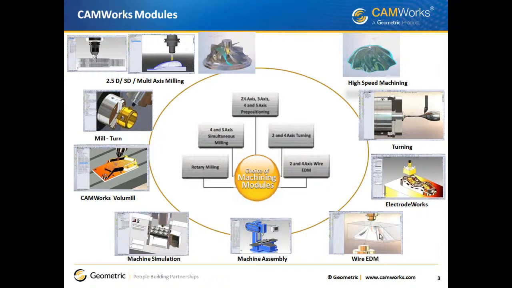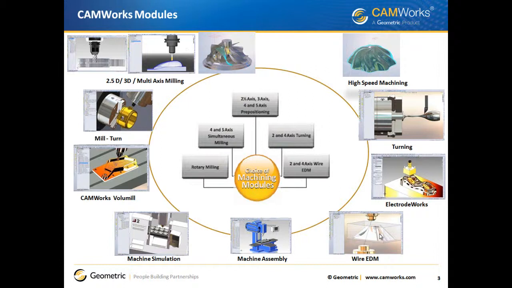If you look at the upper left corner, we have 2.5, 3 axis and multi-axis milling. This is what we're going to be focusing on today. CAMWorks comes with high-speed machining. Following clockwise around here, we have some pretty neat turning capabilities inside CAMWorks too. There's a product called ElectroWorks that can really speed things up if you have to make single EDM electrodes. Wire EDM is another cool thing we can do inside CAMWorks. There are some machining assembly capabilities that I'm going to show you today that are really powerful, and I'm going to touch on the machine simulation. It's an add-on, but I'll show you that too.